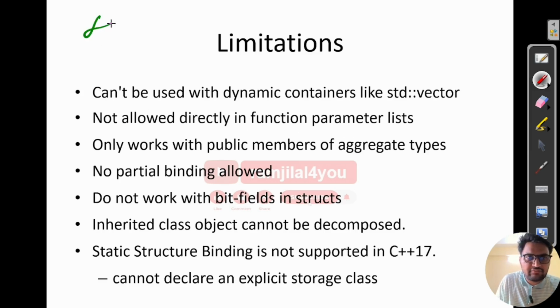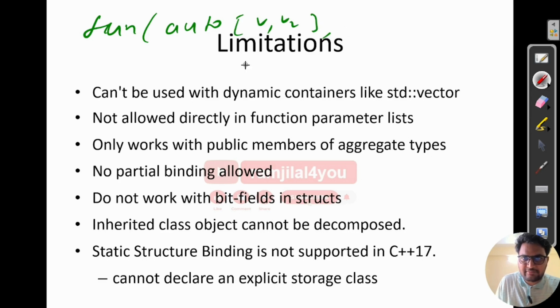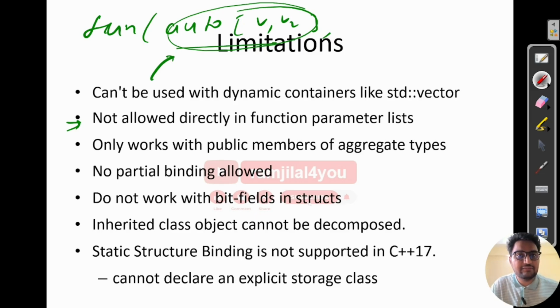Why? Because in a function, for example, we could write auto [v1, v2] like this. But the condition for this is that the expression must be initialized. In a parameter list it is not initialized; only when the function gets called will it get initialized, and that happens at runtime. But the condition for structured binding is that at compile time, the compiler must know the types of v1 and v2 and the number of parameters.